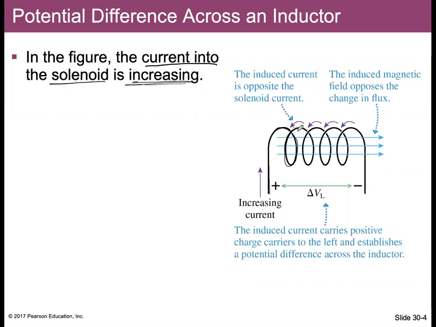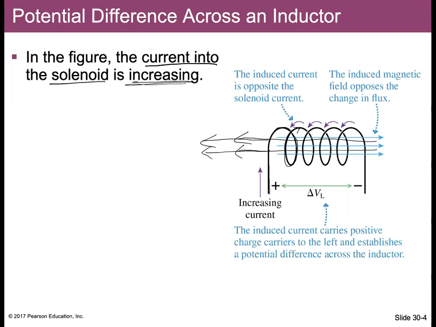And this time it's increasing. So it's increasing in this direction. And we know that because we use our right-hand rule again, so the magnetic field due to this current will be going in this direction. But that field is increasing, it's getting bigger. So this field is increasing.